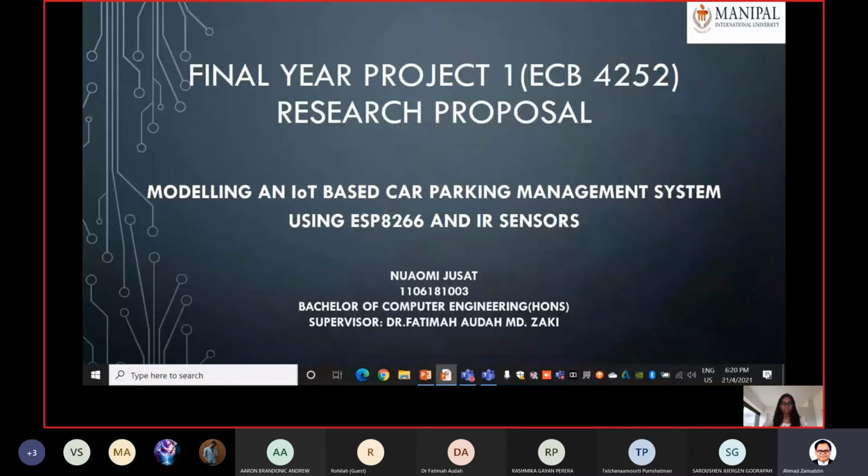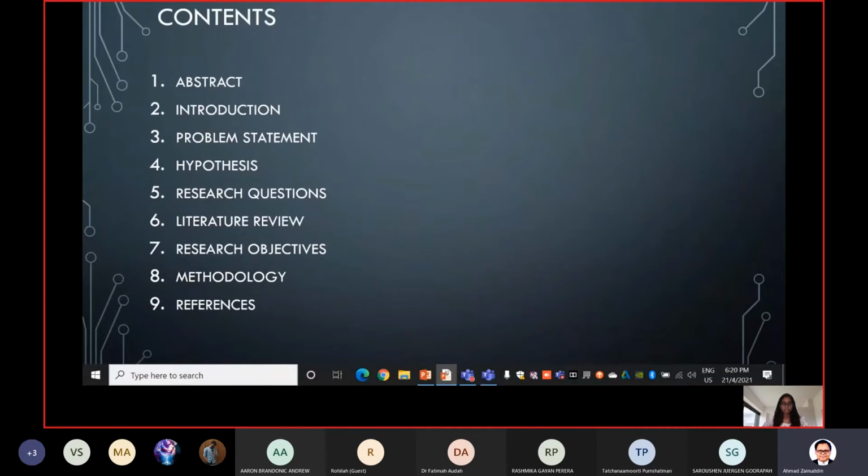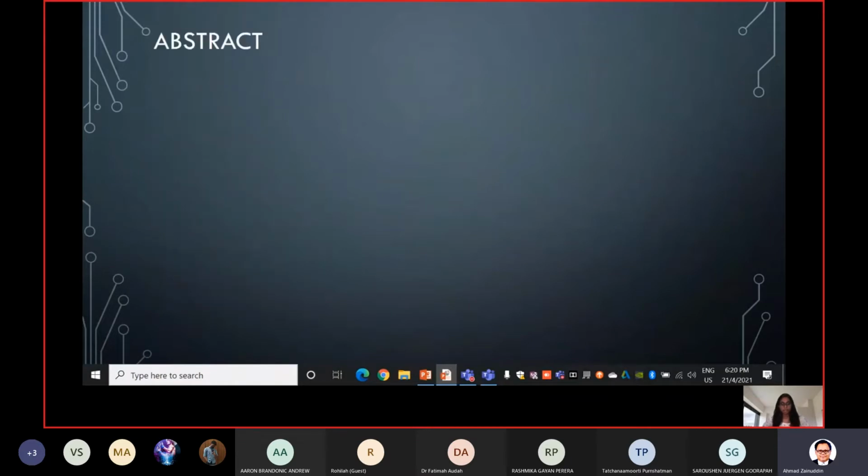My name is Numi Jusad, and the topic that I've chosen for my final year project is modeling an IoT-based car parking management system using ESP8266 and IR sensors. These are the topics that will be covered during my presentation. I will start with the abstract.